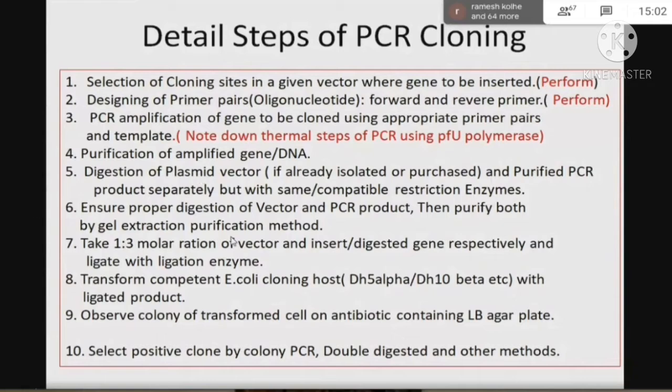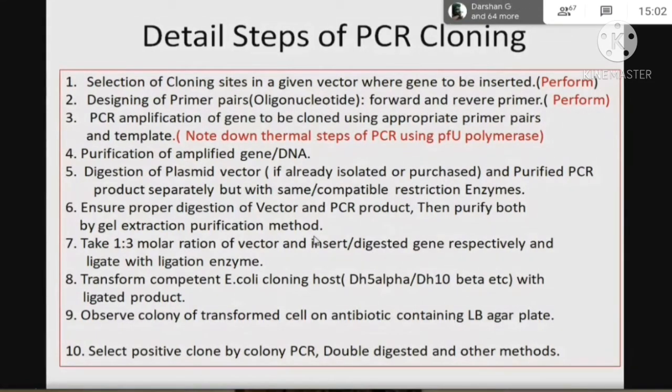After purification, we mix the PCR product and the digested vector in 1:3 ratio. Take a 1:3 molar ratio of vector and insert. Insert means the digested DNA. We should always take more amount of insert DNA, so that you will get good ligation. So the concentration of insert DNA should be 3 times more than the vector you are taking.